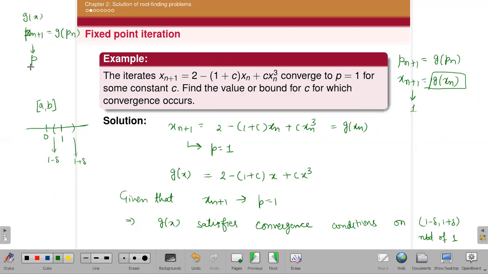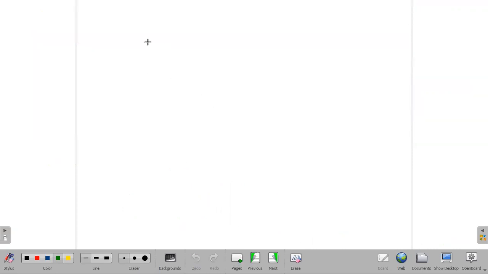Yes, ma'am. Now it is converging to p. That was the case here we can discuss, means if I take Pn plus 1 is equal to g of Pn, if g of x satisfies convergence conditions, then it will give you P. But now what was the converse here?